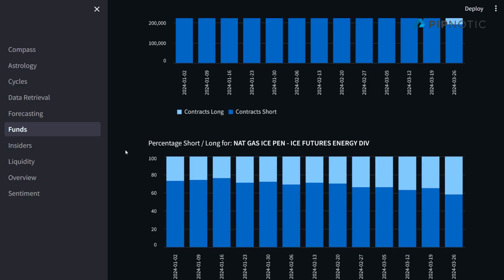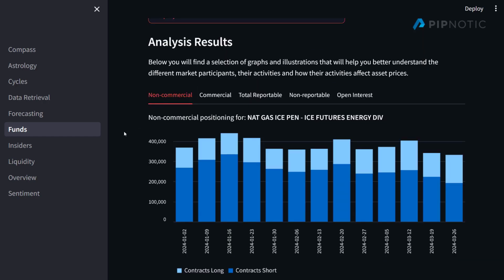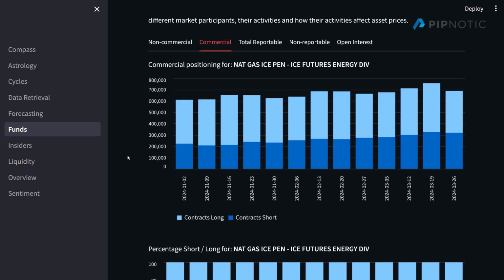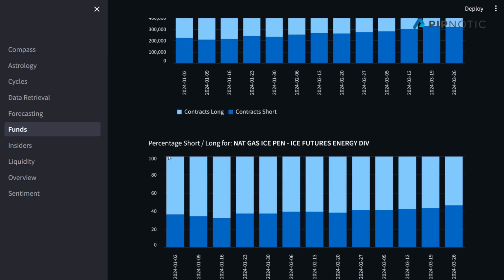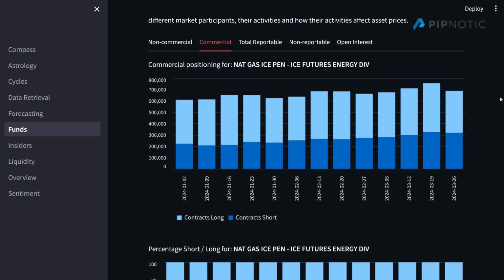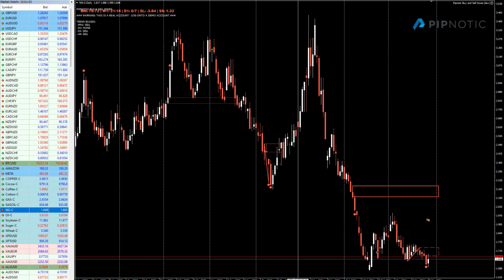Non-commercial, that's right. And so the non-commercial is speculative purposes only. We have the commercial here. The commercial here is looking at the opposite side, which is increasing selling and decreasing buying, which is what we can see in the price chart. So it appears that the commercial side of this is what's driving price for natural gas for the time being.